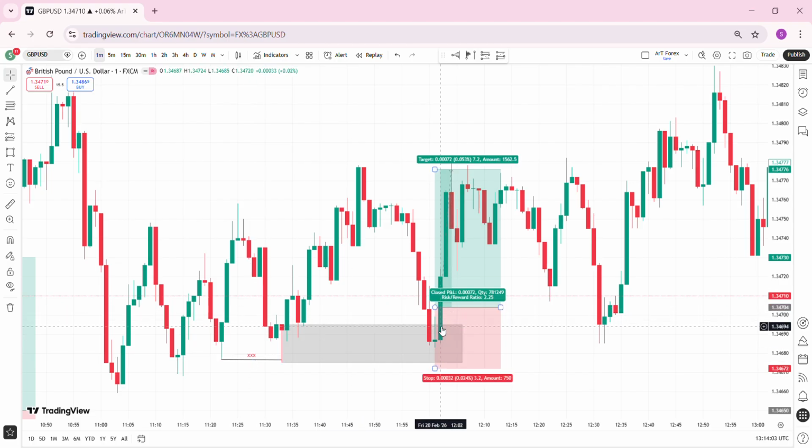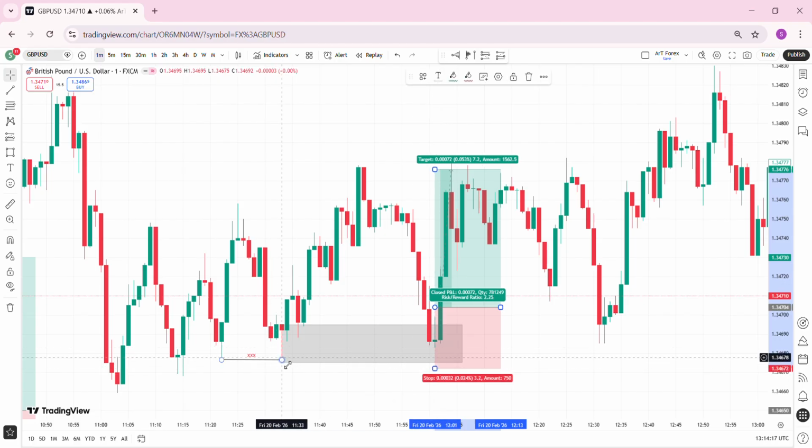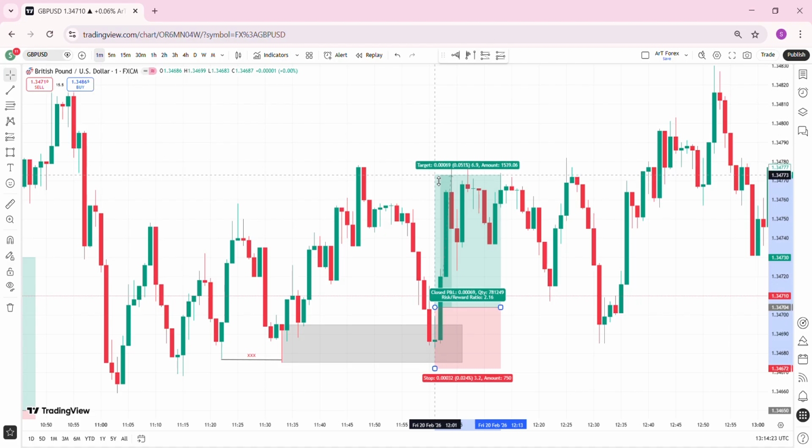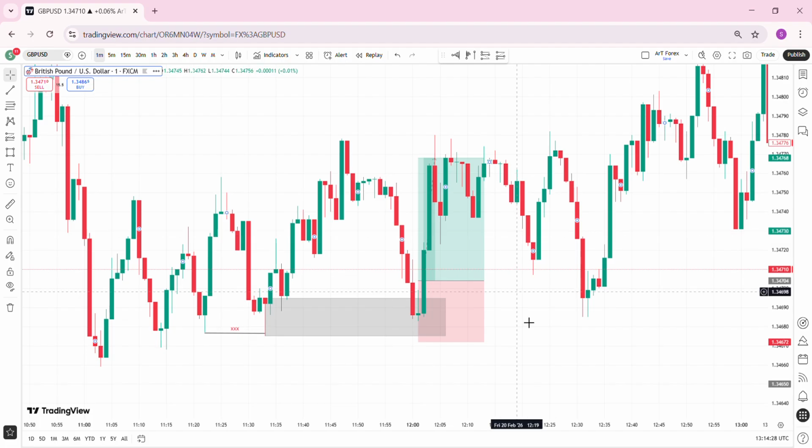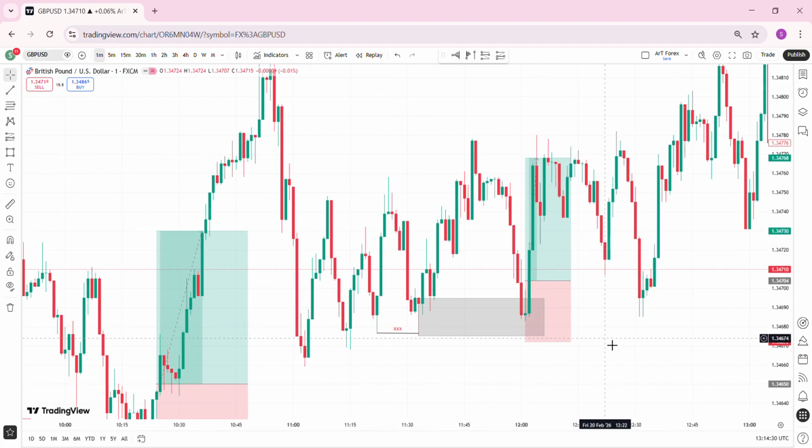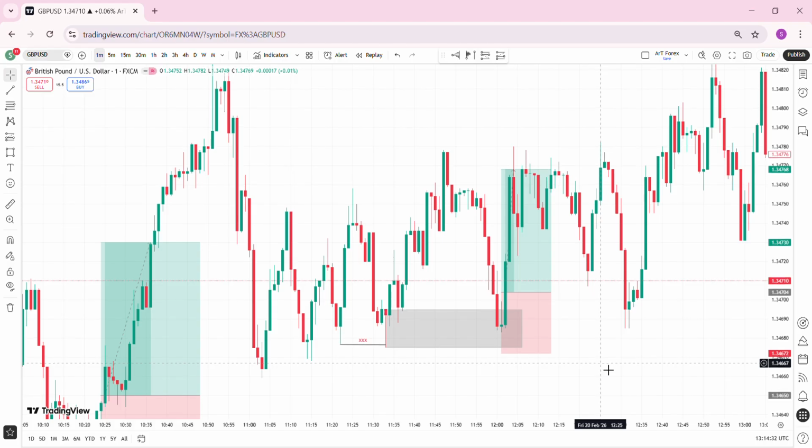I waited for a bullish candlestick to be above the high of this candle, and that is where I entered my trade. I put my stop loss below this low here, which we are holding, and then I targeted 1:2 as always. 1:2 guys, as always. This is where I also got my second trade. So all these trades make me 4% up on my account.